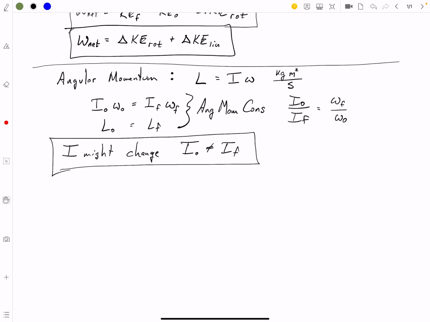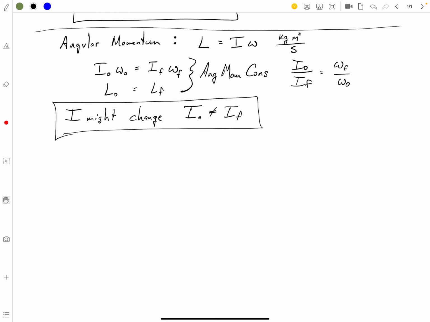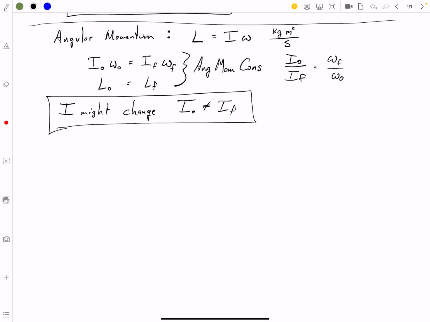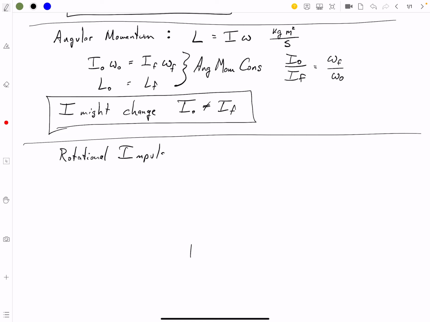I'll do an example in the review. I'm going to skip the example and we're going to go here to the rotational impulse equation.